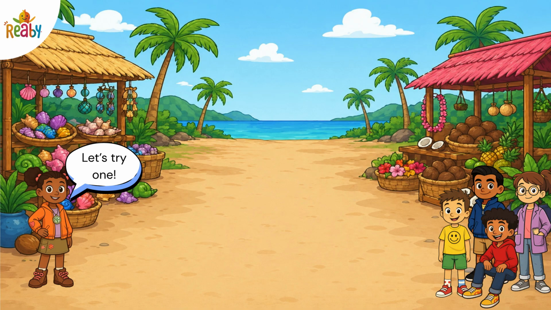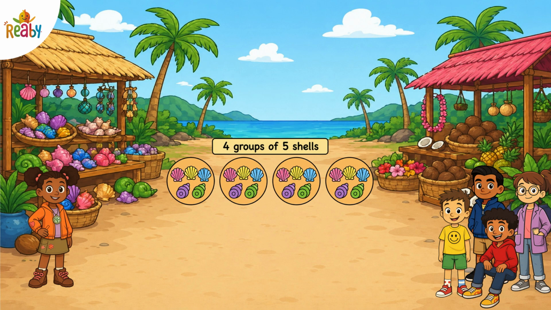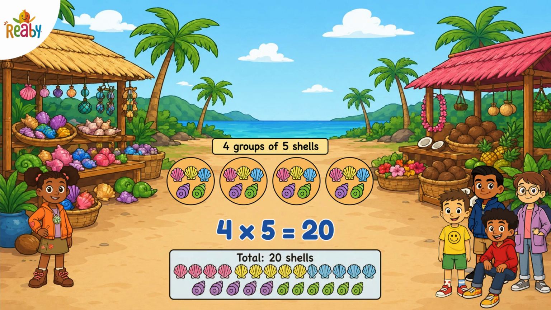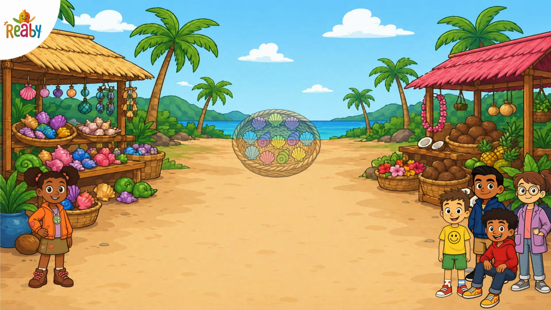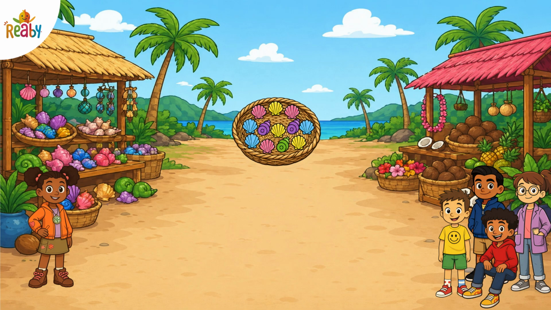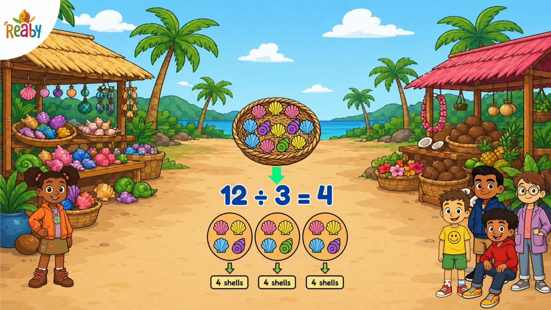Let's try one. There are 4 groups of 5 shells. How many shells are there? Groups of 5. That's multiplication. 4 times 5 equals 20. Now this one, 12 shells are shared equally among 3 friends. How many does each get? That's sharing. 12 divided by 3 equals 4.